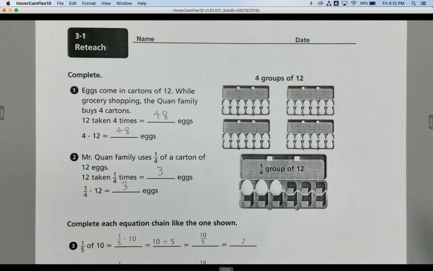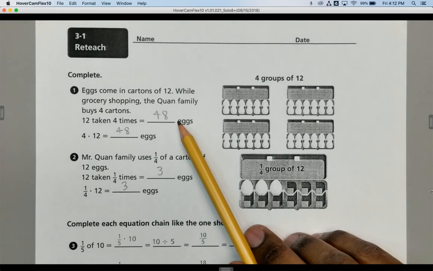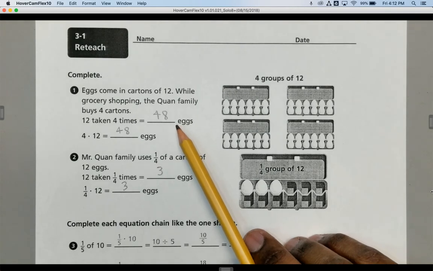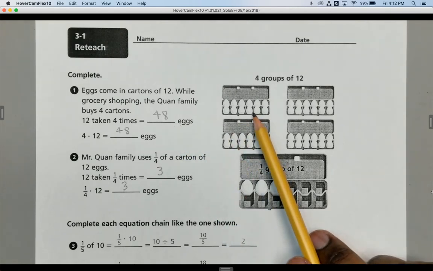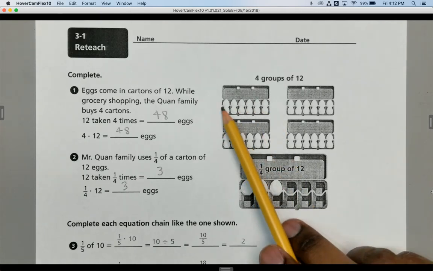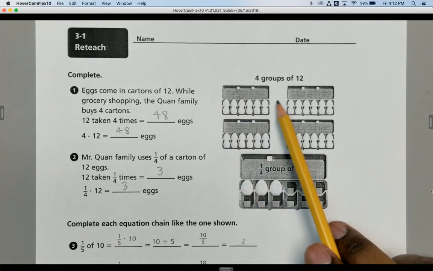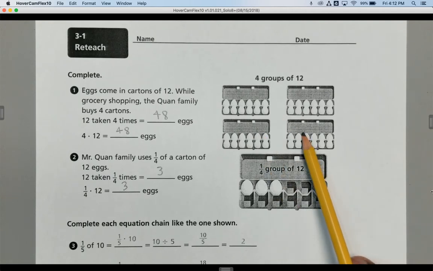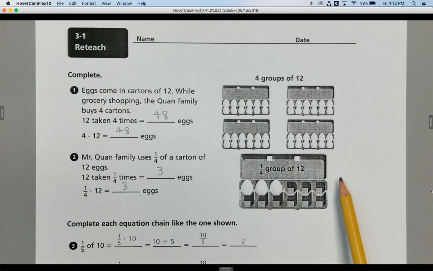Look at these first 2 examples. Over here, we were talking about 12 eggs, 4 groups of that. Over here, we're talking about a set of 12 eggs, but 1/4 of a full set. If a full set is 12, what's 1/4 of that set? In this case, that was 3.